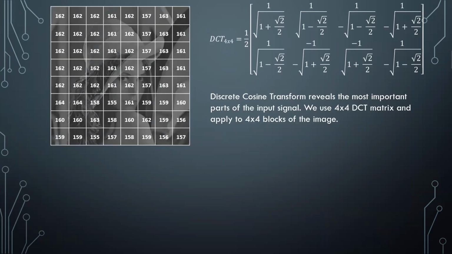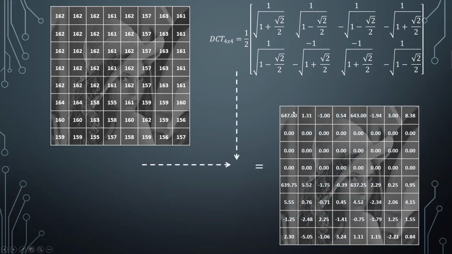Discrete cosine transform is one of the transformations that can reveal the most important part of the input signal. In our case, the signal is the input image pixels. So we'll use 4 by 4. We can actually use 8 by 8, 2 by 2, another number. It means that if we use a 4 by 4 DCT, we have to split our images into 4 by 4 blocks, and we have to multiply each one by the discrete cosine transform.